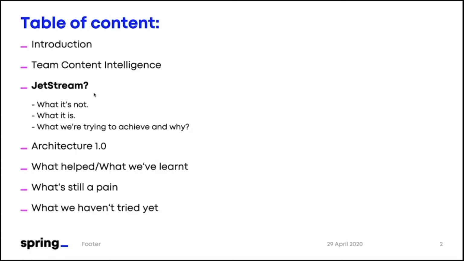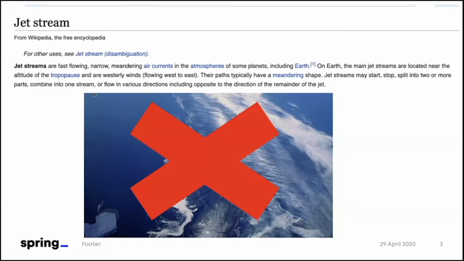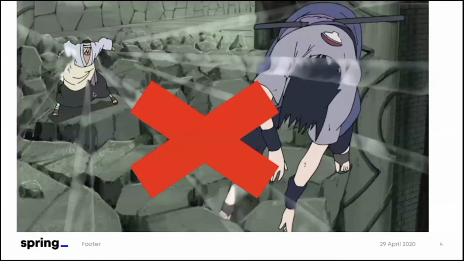So first of all, what is not Jetstream? If you Google it, Jetstream is a fast-flowing, narrow air current in the atmosphere. Definitely not that, but it was a core point of inspiration for the name of our product. And if you watch a lot of anime, specifically Naruto, when you hear the words fast-flowing current or air, you think of some kind of air jutsu. That's on the side though.